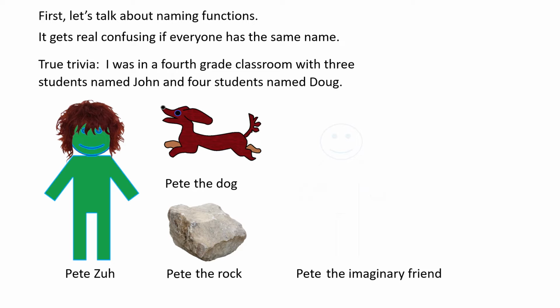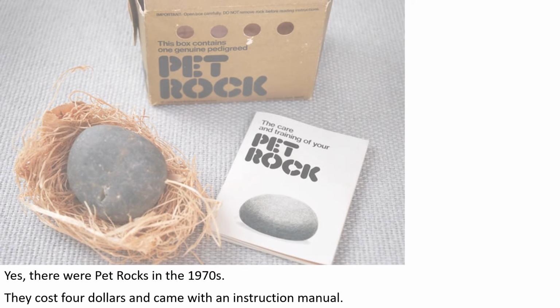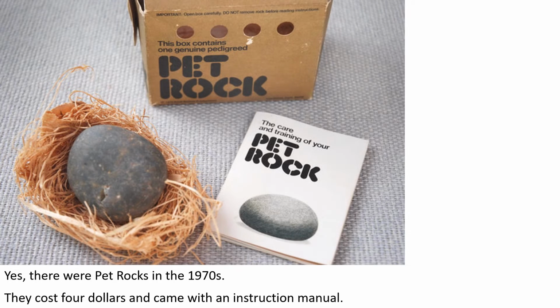Right, believe it or not, when I was a fourth grader, I was one of 3 students named John, and there were 4 students named Doug. Have pity on my fourth grade teacher back in the day. That was crazy. And also, if you're wondering about that crazy rock named Pete, in the 70s, yeah, we had pet rocks. And $4 back then, probably like trying to spend 20 bucks today, maybe.